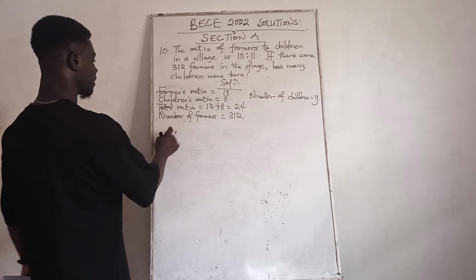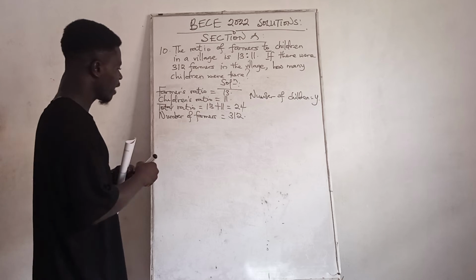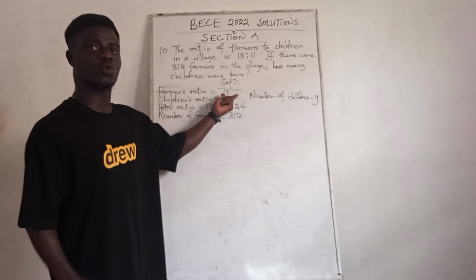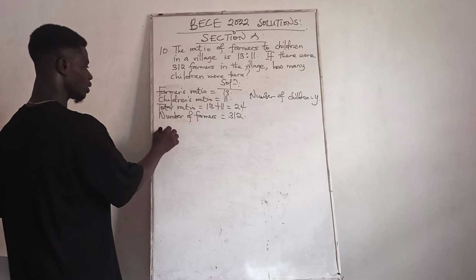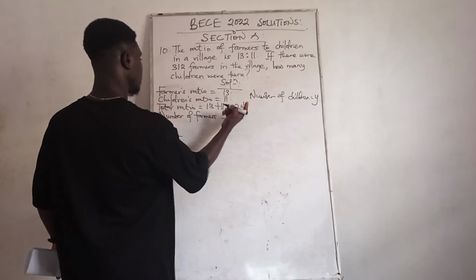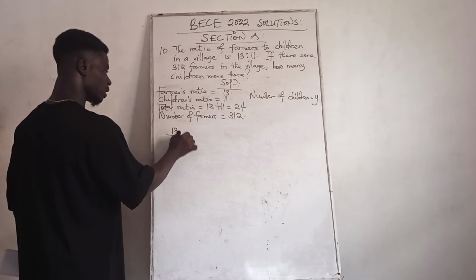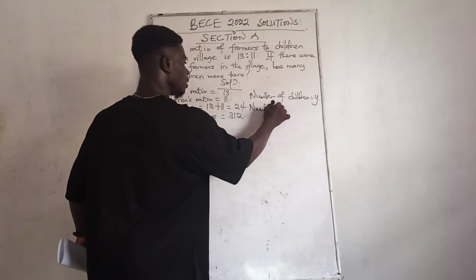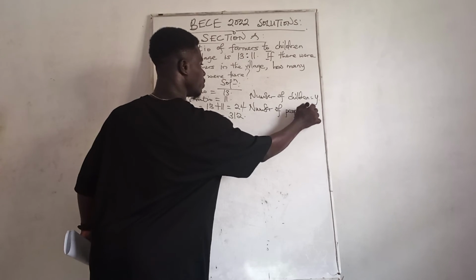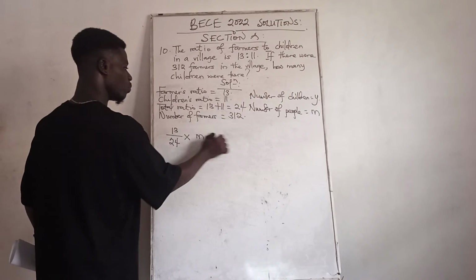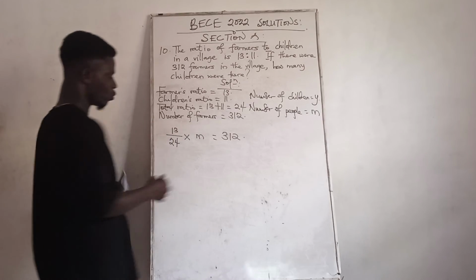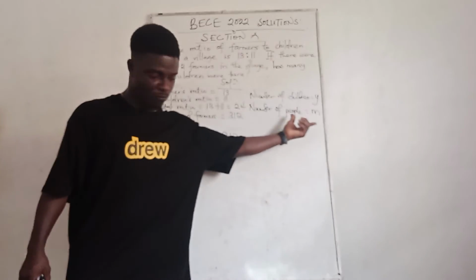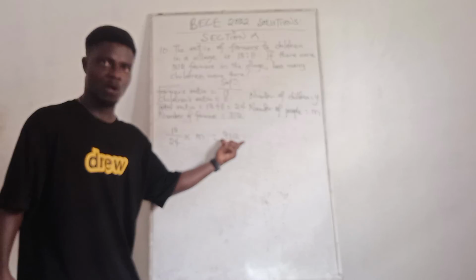So now, if you want to solve that, they give us the number of farmers, 312. So it will go with the farmers ratio. So now, 13 all over the total ratio, which is 24, times the number of people. Let the number of people in the village equal M. So times M must be equal to 312, because farmers ratio divided by the total ratio times the number of people, we will get the number of farmers.